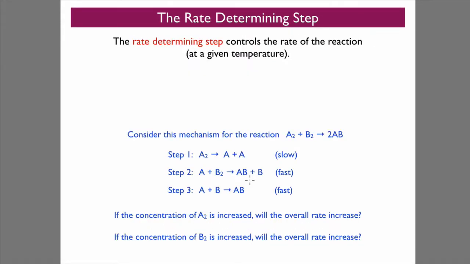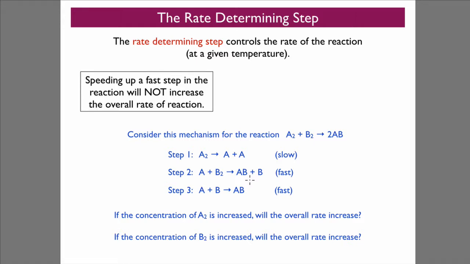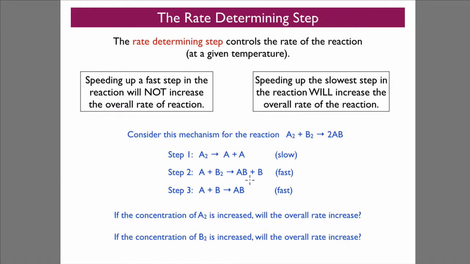Okay, so the rate determining step controls the rate of a reaction at a given temperature. Speeding up a fast step in the reaction does not increase the overall rate of the reaction. Speeding up the slower step in the reaction will increase the overall rate of the reaction. Let's consider this mechanism for the reaction A2 plus B2 equals 2AB. Step 1 is slow: A2 splits into A and A. Step 2, A then reacts with the B2 molecule to give AB and B, which is a fast reaction. Step 3, A plus B gives AB.